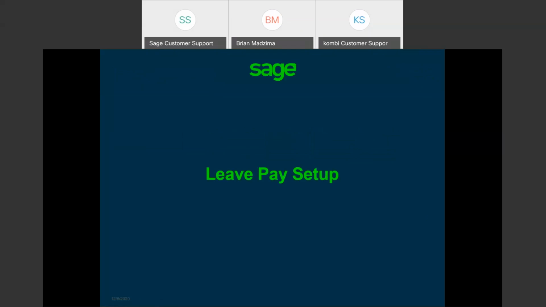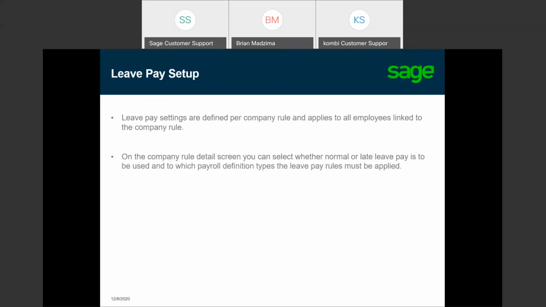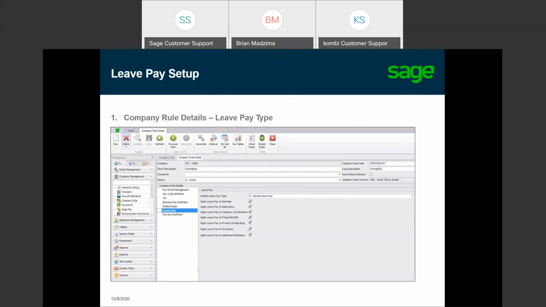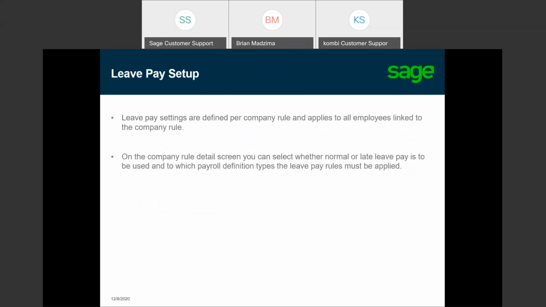Now let's have a look at how we get to set that up on the system. So leave pay settings are defined per company rule and apply to all employees linked to that particular company rule. So on the company rule detail screen, you can select whether normal or late leave pay is to be used and to which payroll definition types those leave pay rules must apply. We'll discuss the late leave pay in a little bit, but the normal leave pay relates to the example we just had a look at previously.